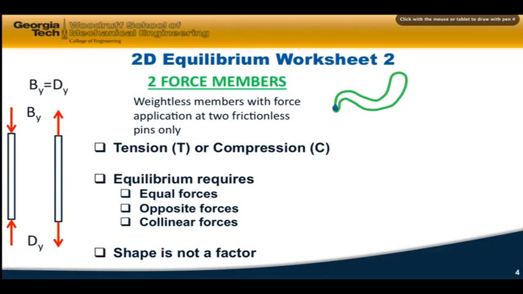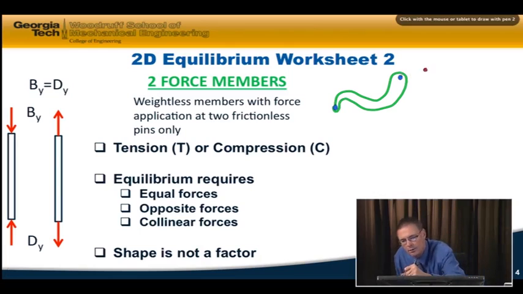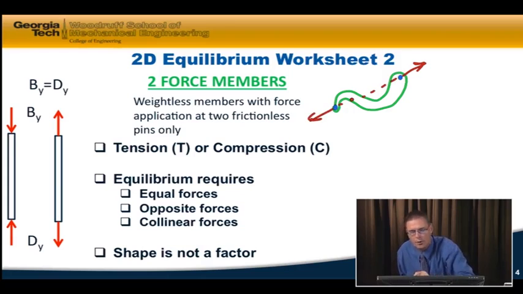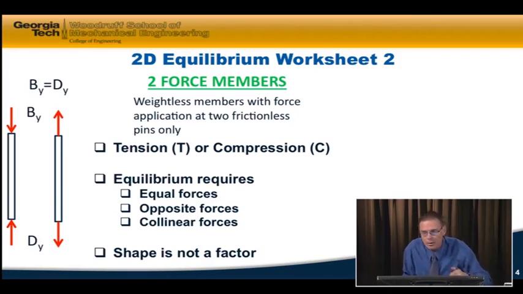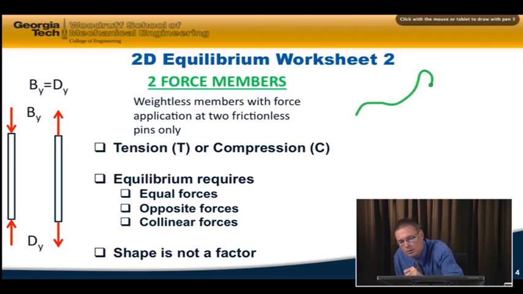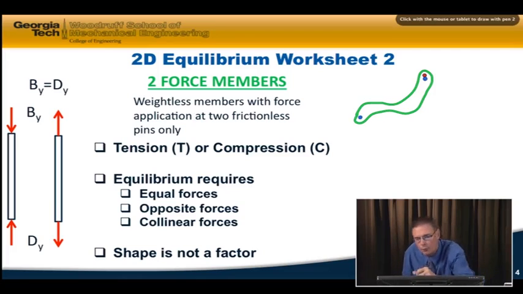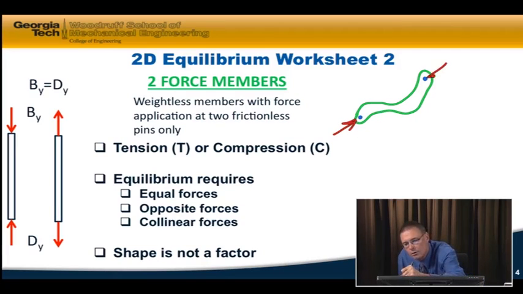If I have two frictionless pins, one on this side and one on this side, the only thing this can be is in tension, like this, along the line of action, the line of action being the same for both of those forces, or it would be in compression. And here are the two points, and the forces could be in compression, equal, opposite, and collinear. So that should give you a good understanding of two-force members.